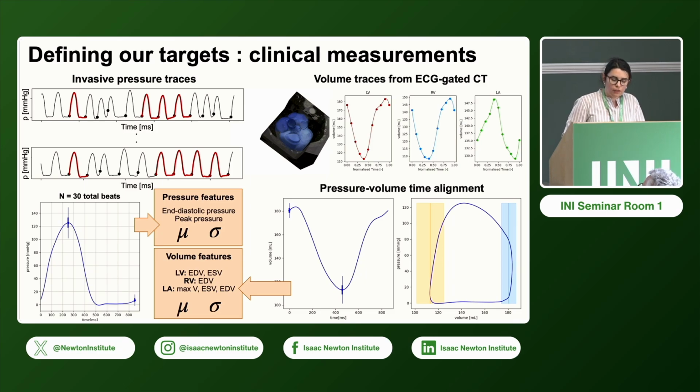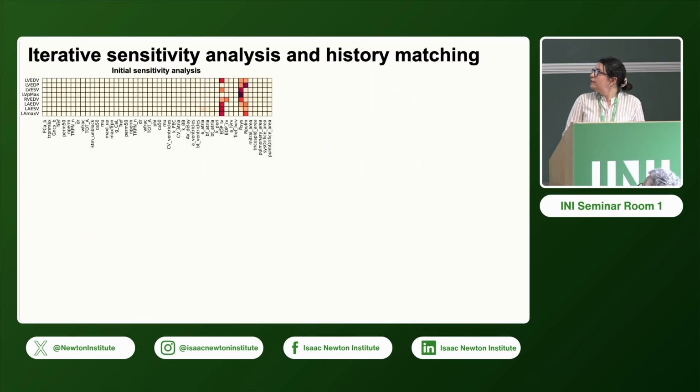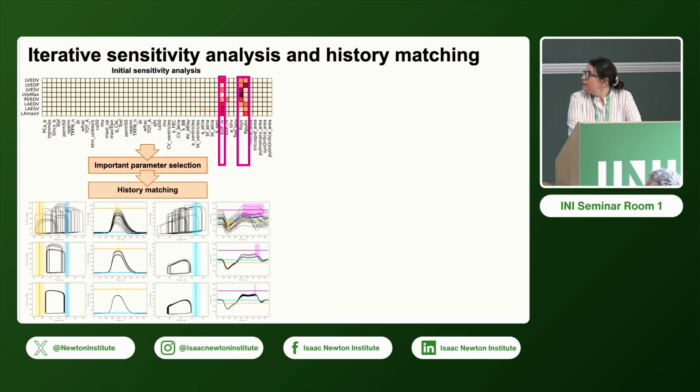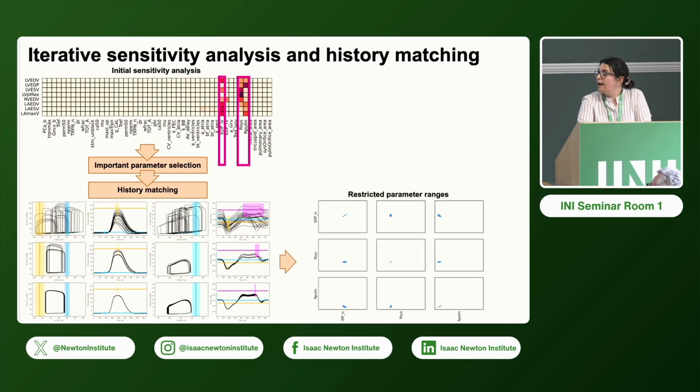So for the fitting or the parameter inference, we start with the sensitivity analysis for the outputs we're trying to fit. We can then select the important parameters for each output, and you can see there are not that many. We then perform history matching, and then what we can do is to repeat the sensitivity analysis, restricting the parameter ranges of those parameters we are trying to infer.